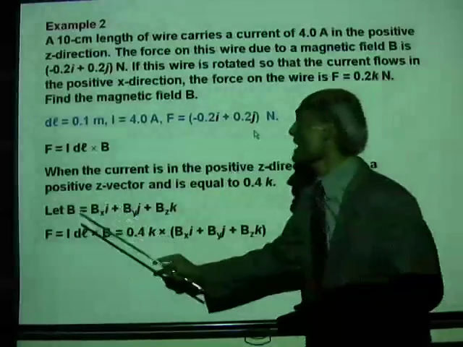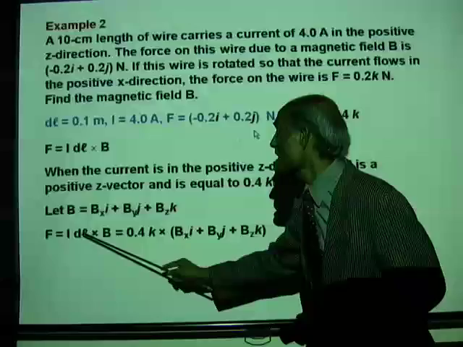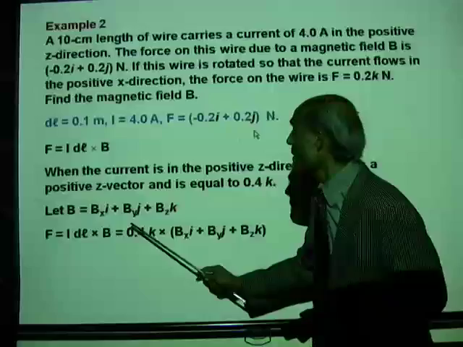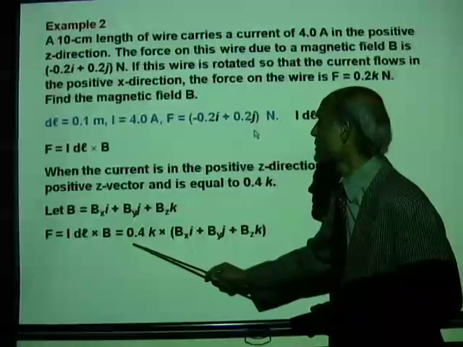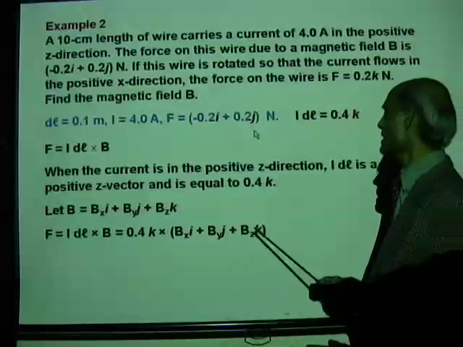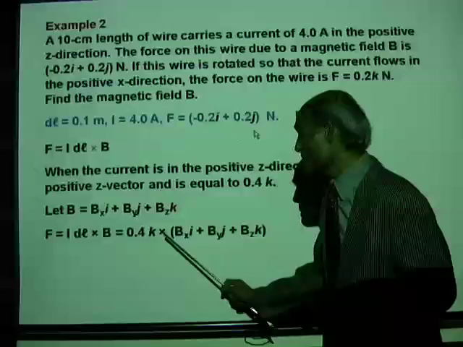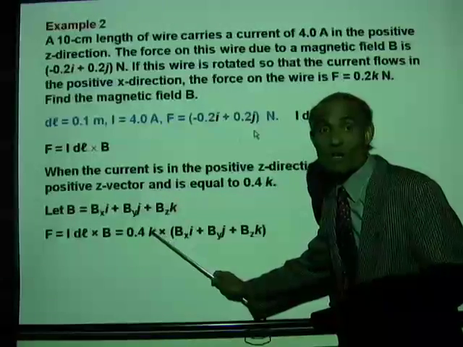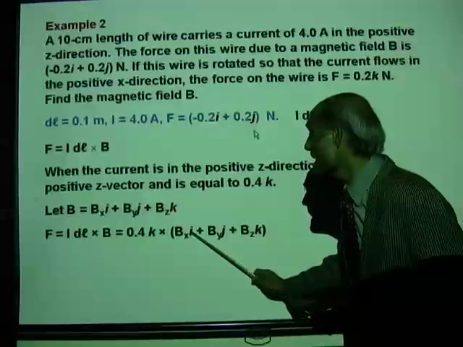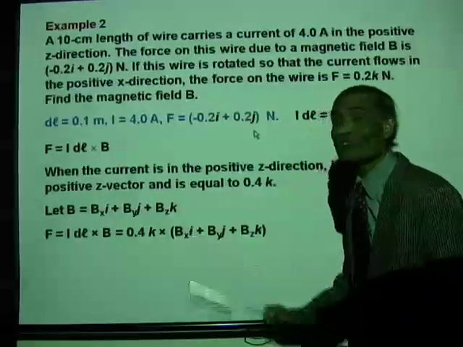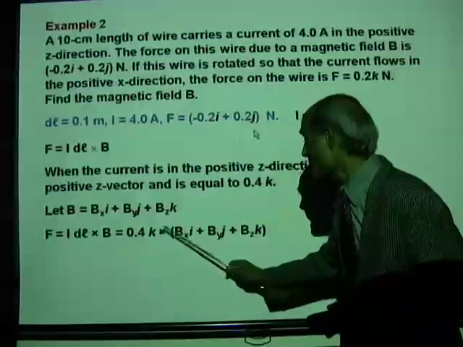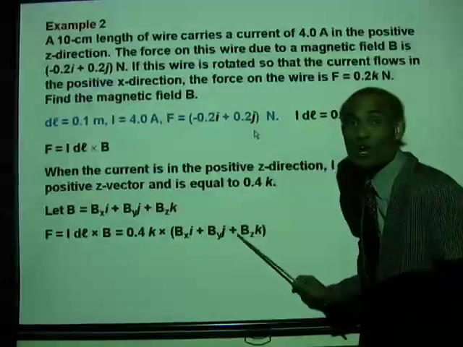Now, putting it all together, we have F equal to IDL cross B. And that is 0.4K cross B, BXI plus BYJ plus BZK. Now, we take the cross product. When you take the cross product, the first one will be 0.4K cross BXI. Now, what is K cross I? You remember that one? We need K cross I, K cross J, and K cross K.